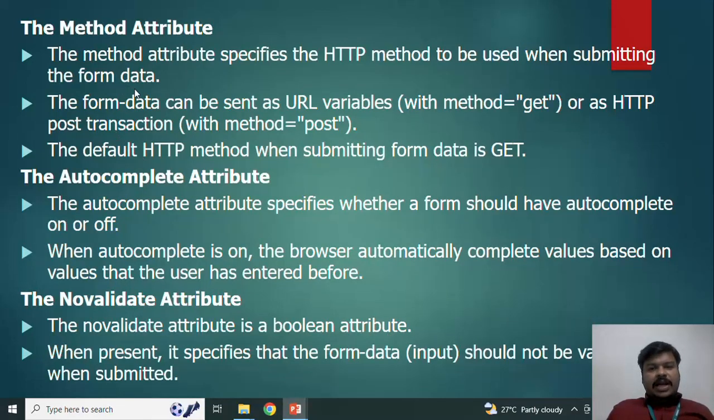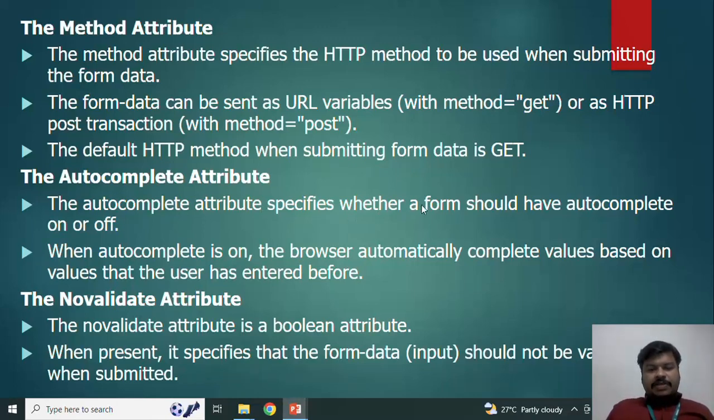When we go for the method attribute, we will be using some set of URL variables. From this form, if you click a URL, you will be redirected to another web page. For that, we give method equals get, and when HTTP has a post transaction, method equals post. The default HTTP method for submitting form data is the get method.